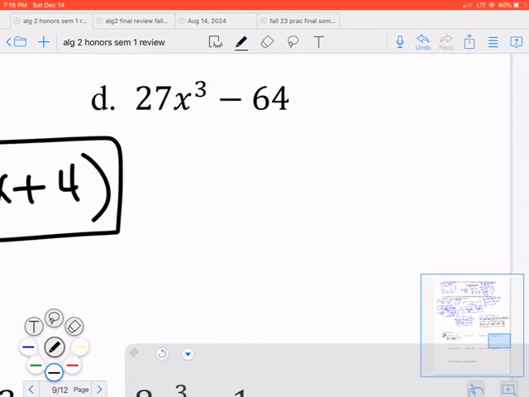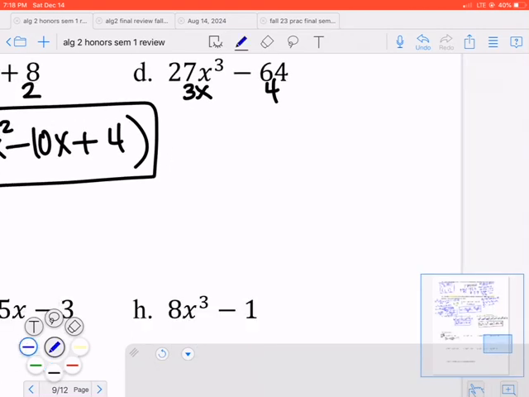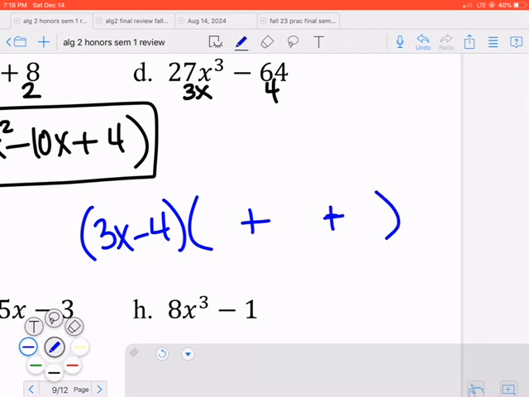Difference of cubes. 3 cubed is 27, so 3x. 4 cubed is 64. So this one would be 3x minus 4. And then in the trinomial, all positive. Square the first guy, 9x squared. Multiply them together, 12x. Square the last guy, 16.